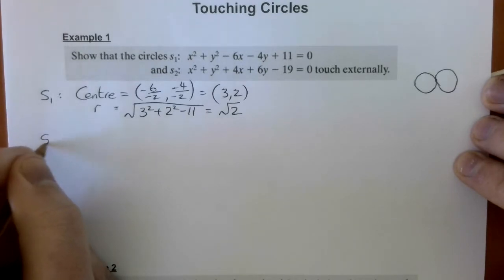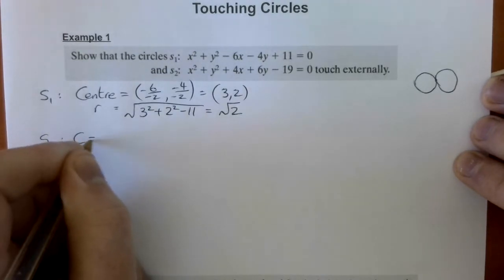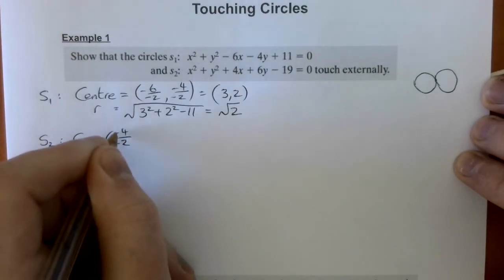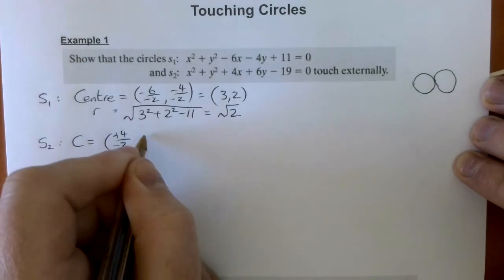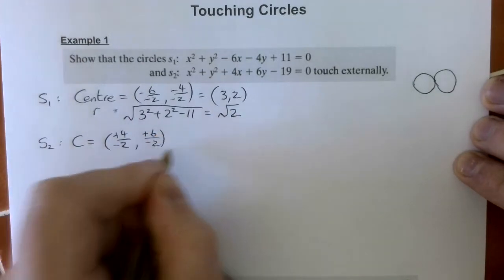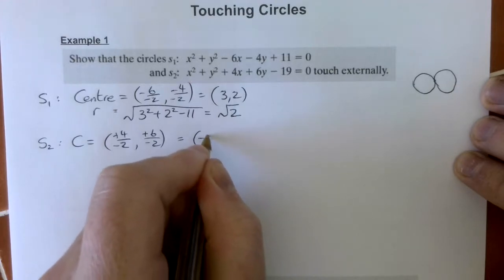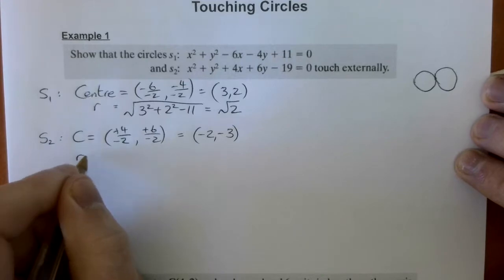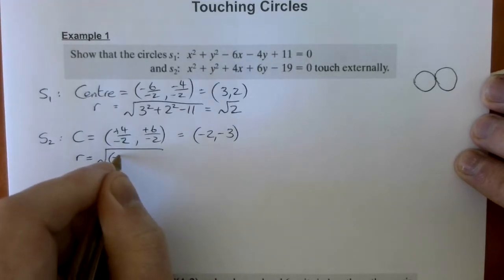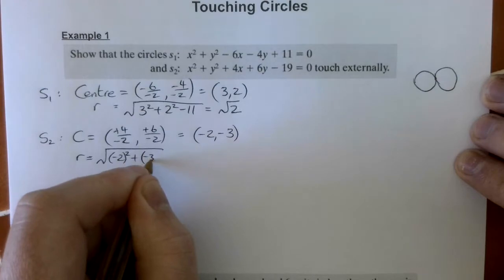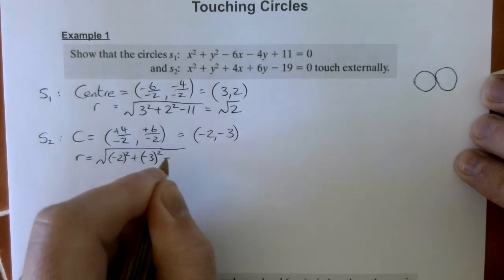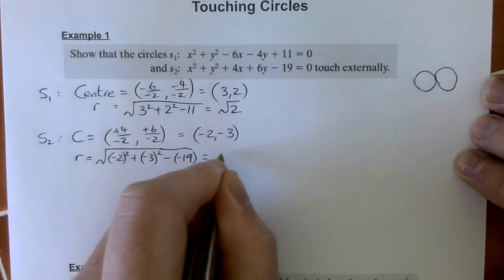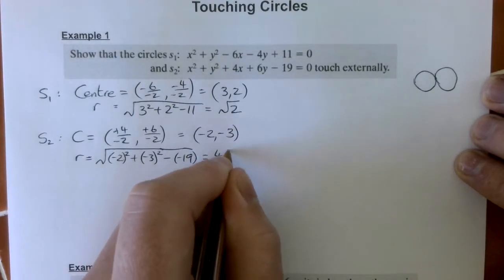Then we need to find the center and radius of S2. Do the same thing: plus 4 over minus 2, and then plus 6 over minus 2. So our center this time is (-2, -3). And then the second part is to find the radius, which is equal to the square root of g squared plus f squared minus c, and this time that is equal to 4 root 2.